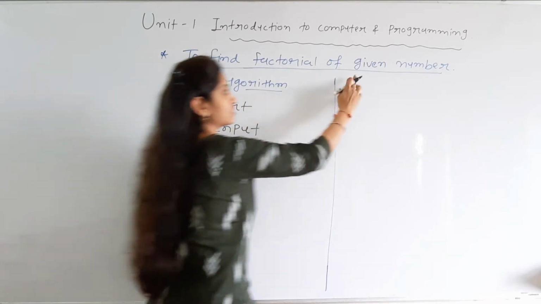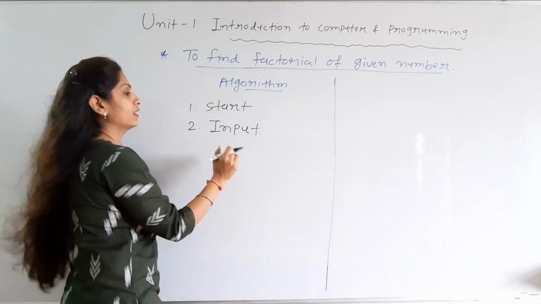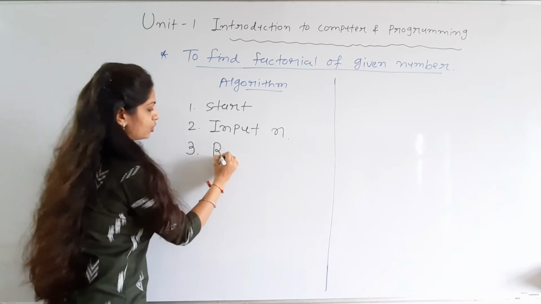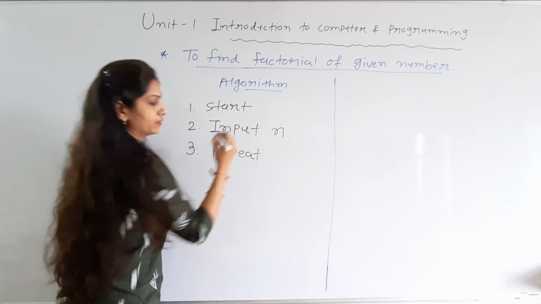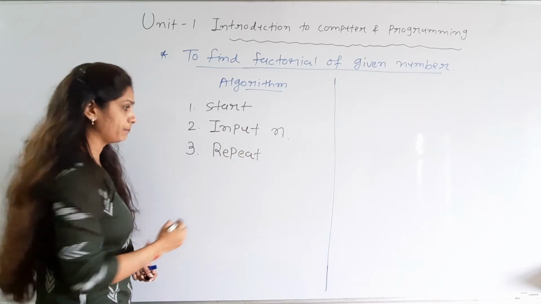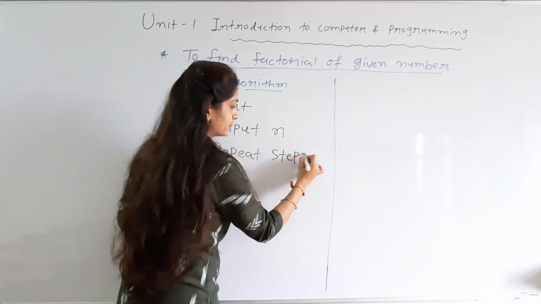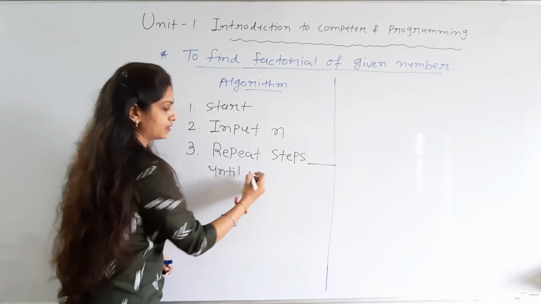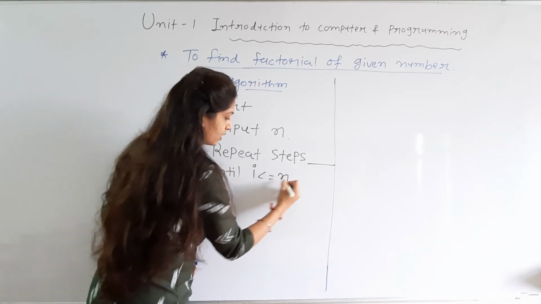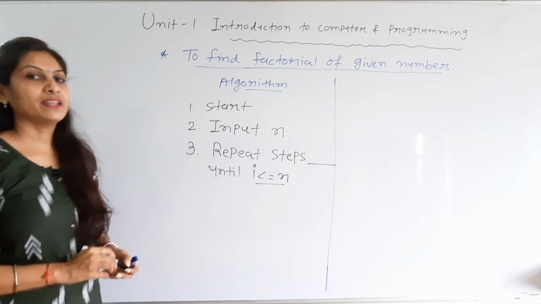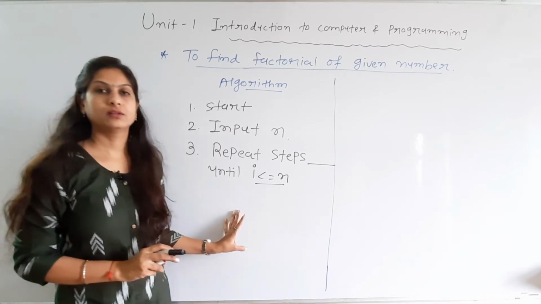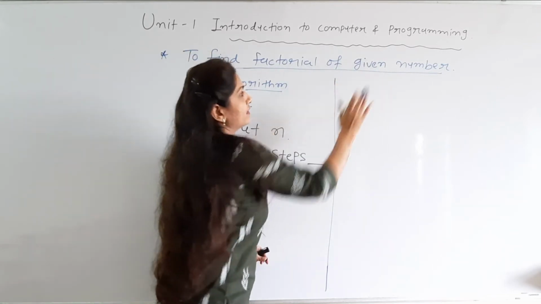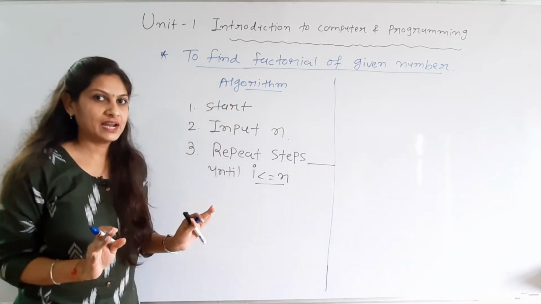Why input? Because the number is given from the user, that is input N. Now third step is always repeat steps. How many? Keep it blank until I less than equals N. Am I writing right or wrong? Wrong. Why? Because 1 is not there in our title, so you are missing that value.